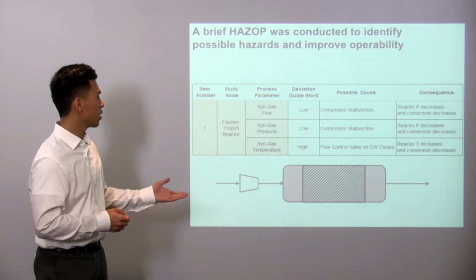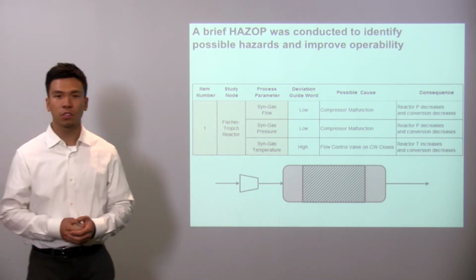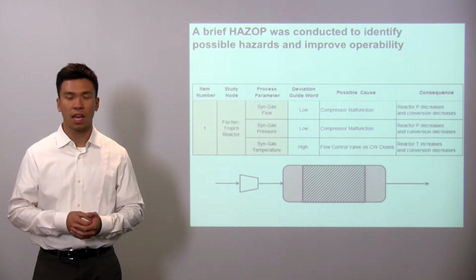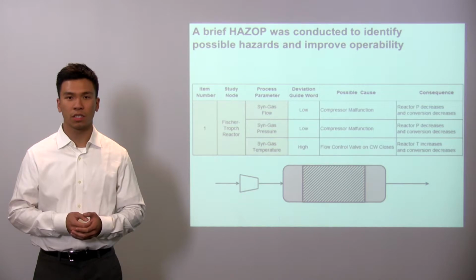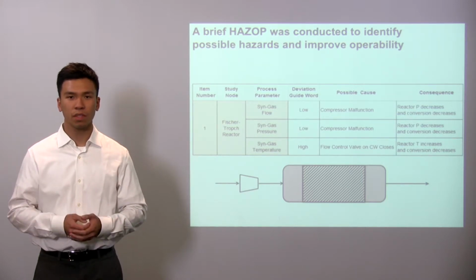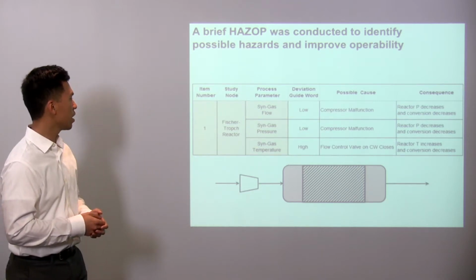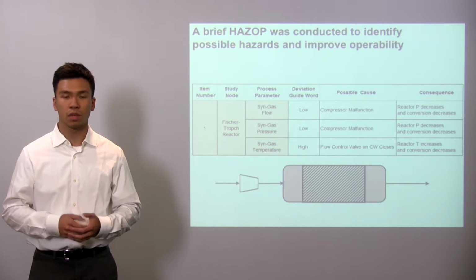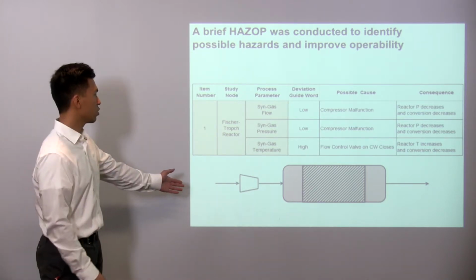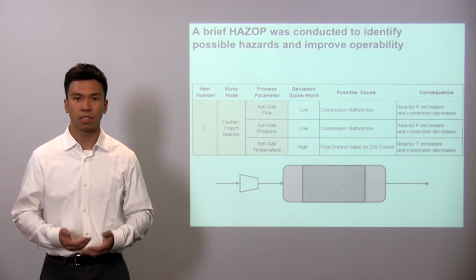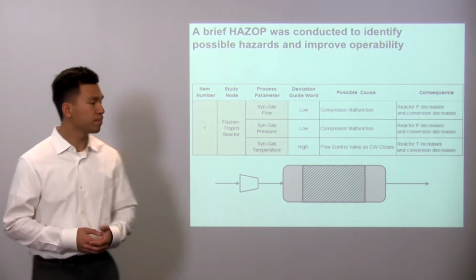In particular, this one was the Fischer-Tropsch reactor. The Fischer-Tropsch reactor operates at very high pressures and temperatures, about 420 degrees Fahrenheit. Any deviations from these operating conditions will yield lower conversion of syngas to methanol. For example, the process parameter here would be syngas flow. If the syngas flow was too low, this could be attributed to a compressor malfunction upstream of the Fischer-Tropsch reactor. As the reactor pressure decreases, this yields a decrease in conversion, lowering our product production.